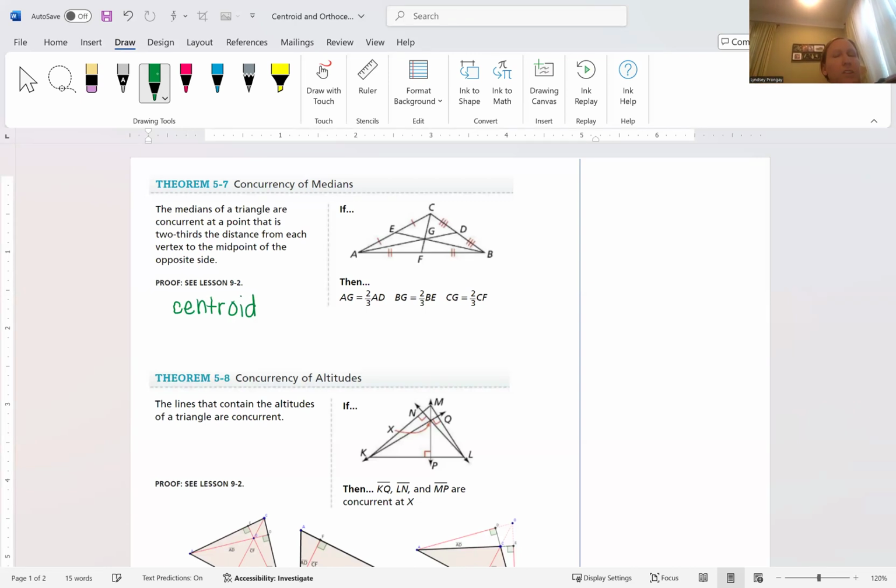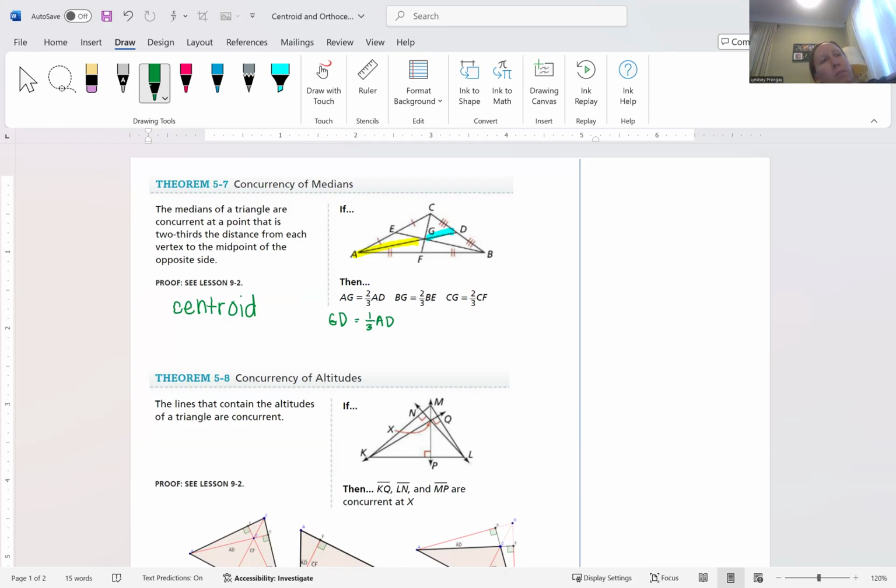I do want to note, we've talked about this before, but the concurrency of medians is called the centroid. Now if we look at the medians themselves, when they intersect at that centroid, it cuts those medians into pieces where there is a specific relationship. There's a couple different ways of thinking that relationship through. AG, which is the bigger part of that median, and the other part is GD, which is smaller. AG is 2/3 of the whole median, the whole AD. We could also say that GD is 1/3 of the full AD.